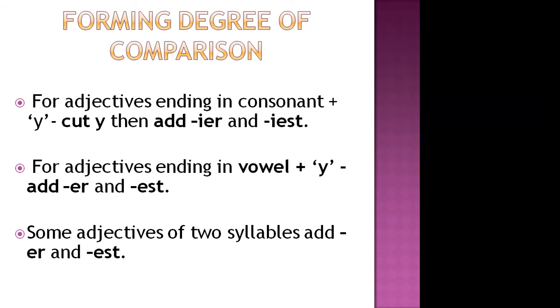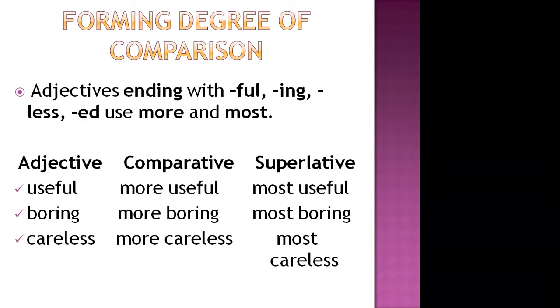Some adjectives of 2 syllables add ER and EST. Now adjectives of 2 syllables take ER and EST to form the comparative and superlative degrees. Adjectives ending with full, ing, less, ed, use more and most to form the comparative and superlative degree. Adjective useful becomes more useful and most useful in superlative.